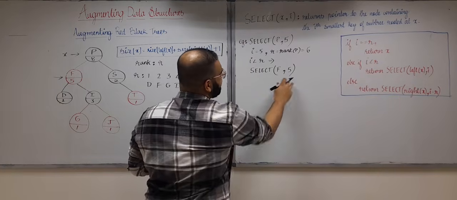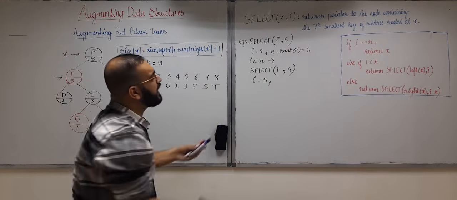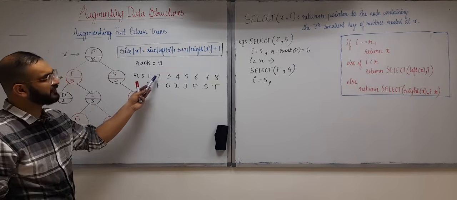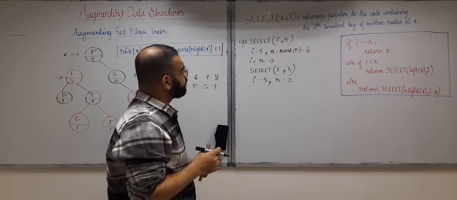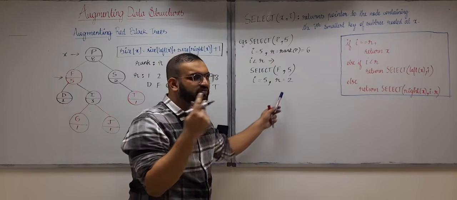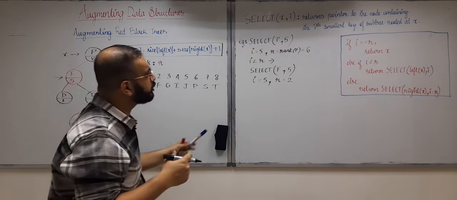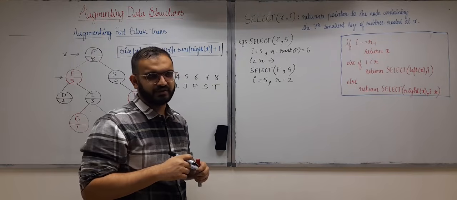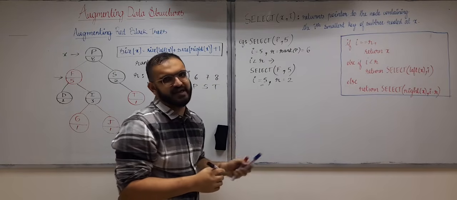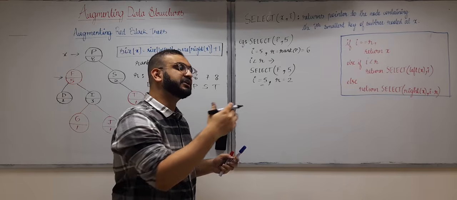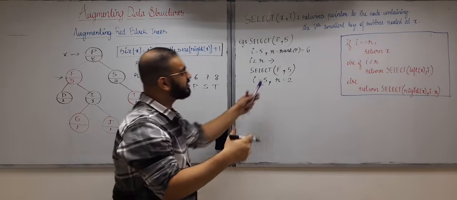So in this case, select(f, 5). What is i? i is 5. And what is my r? r is the rank of f. What is the rank of f? It is 2, so r is 2. So this node f is actually the second smallest element in our entire red black tree, but we are looking for the fifth smallest element. That means the target node is greater than f. So in such a case, we need to go to the right subtree of f, because we are looking for a node that is greater than f.